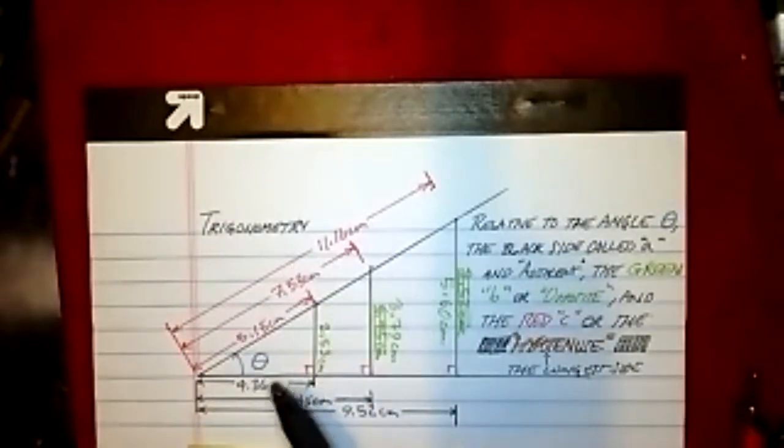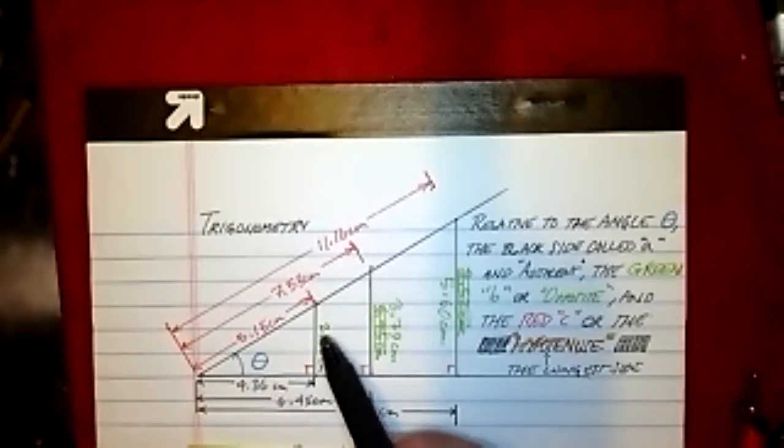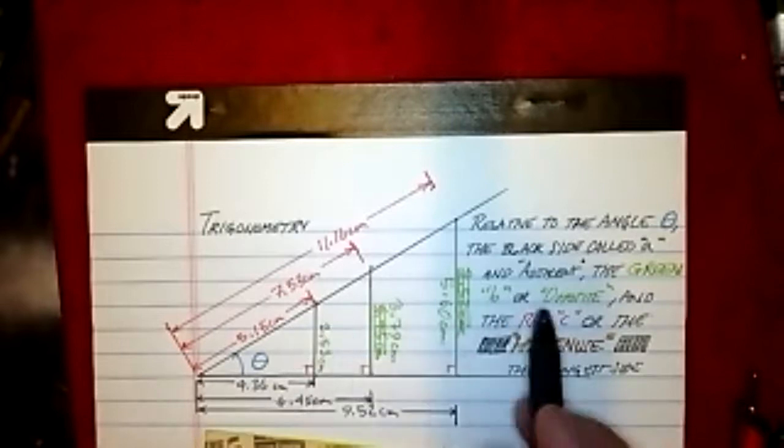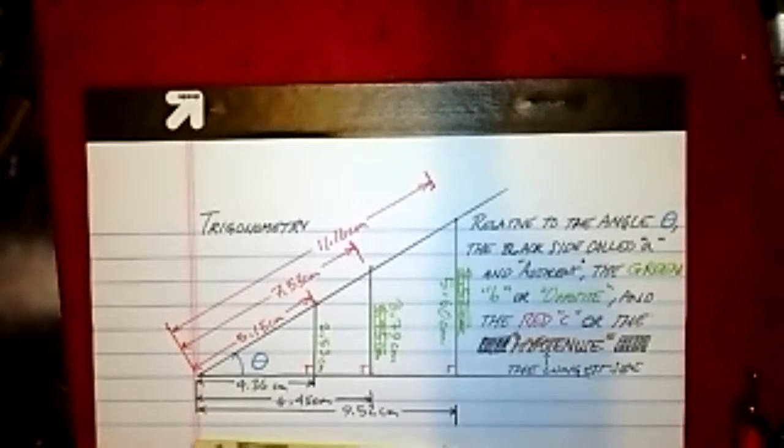Now I also call these adjacent sides side A. The opposite side, I call it side B, as it shows here, and the red sides, I call side C. So there's several different ways you can write that.